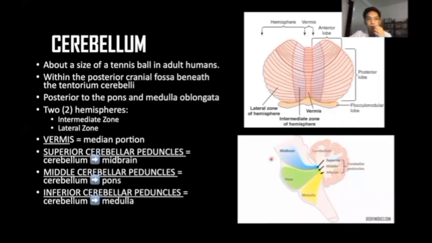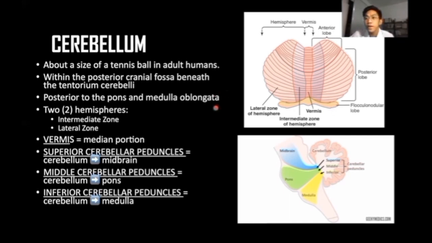So lastly, we have the cerebellum. The cerebellum, which they say is about the size of a tennis ball in adult humans. Imagine the large size of a tennis ball. It is as big as our cerebellum. The cerebellum is situated within the posterior cranial fossa, beneath the tentorium cerebelli. It is located posterior to the pons and medulla oblongata.